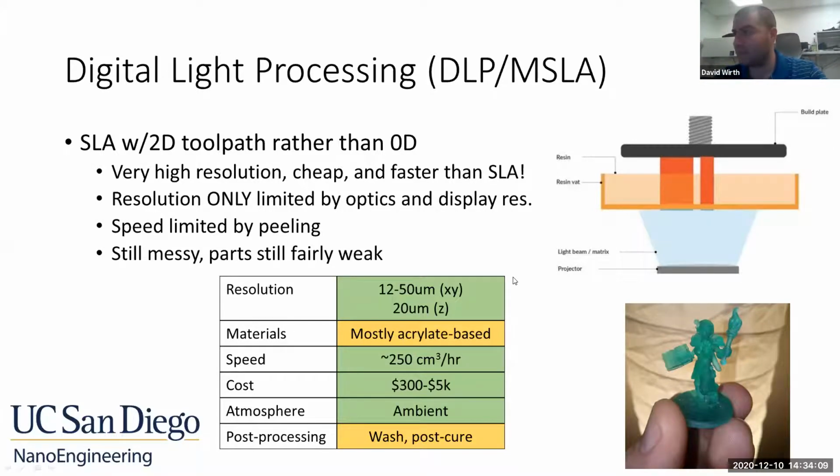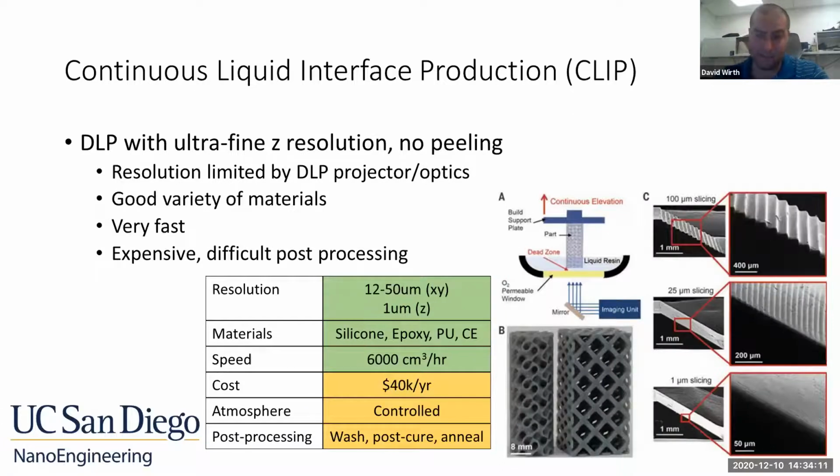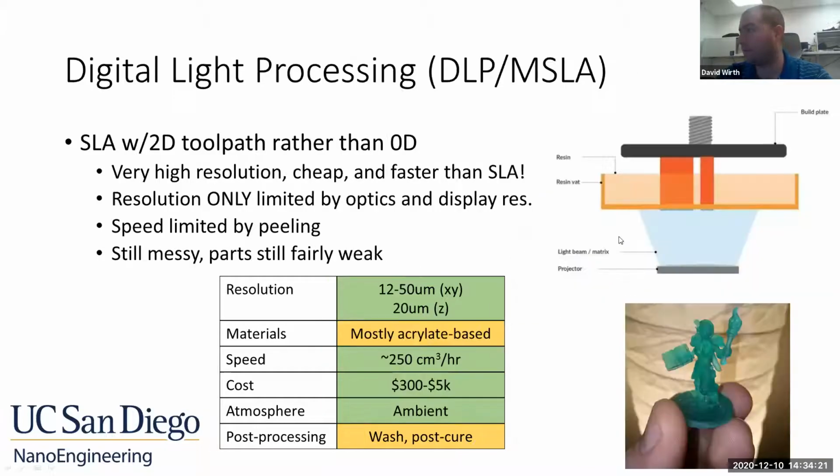So the answer to that is CLIP, right? Some of you may have heard of this as Carbon 3D. They use a different material for this window. In DLP, they use FEP, fluorinated ethylene propylene. It's a type of Teflon. And that prevents the thing from sticking, but you still have to do this up and down.